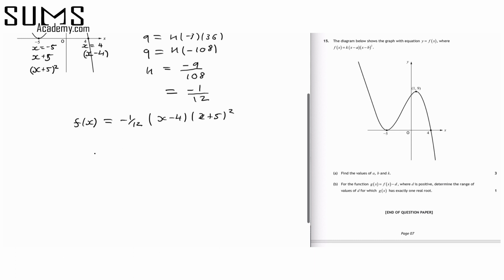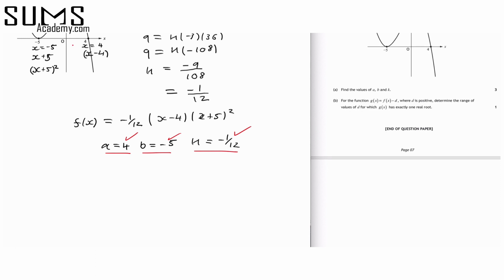So a is equal to 4, b is equal to -5, and k is equal to -1 over 12. There are your expressions there. So that's your 3 marks. You get 1 for each. Okay, so the last question, B.